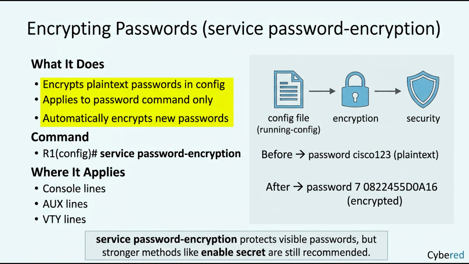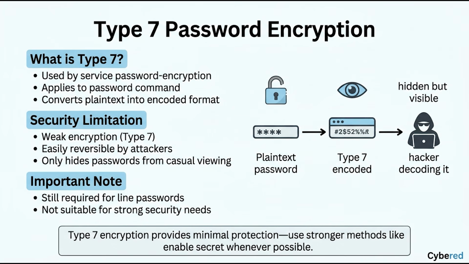Cisco IOS provides a service password-encryption command, which encrypts all plaintext passwords stored in the configuration, and the command to do this is service password-encryption. After enabling this command, any passwords configured using the password command are automatically encrypted. This includes passwords configured under console lines, AUX lines, and VTY lines. Passwords encrypted with this command use type 7 encoding.